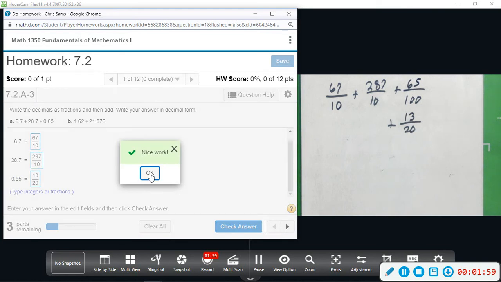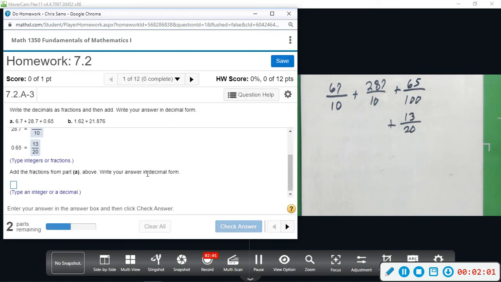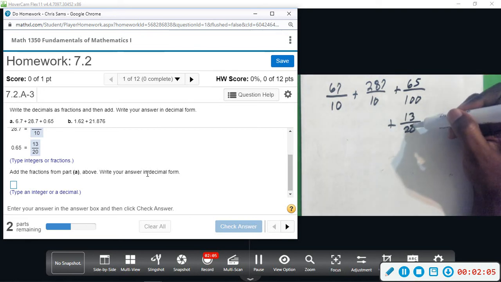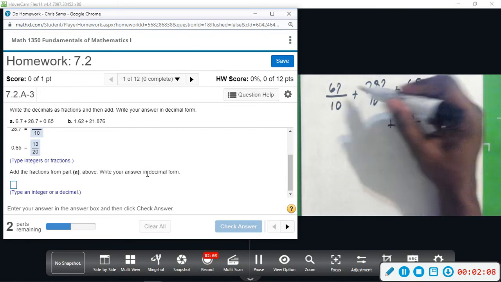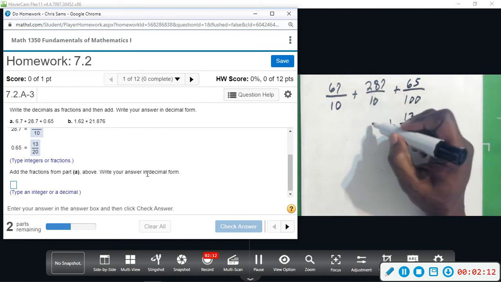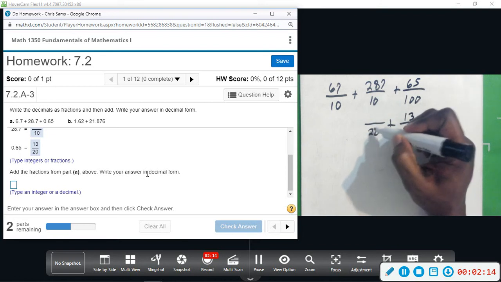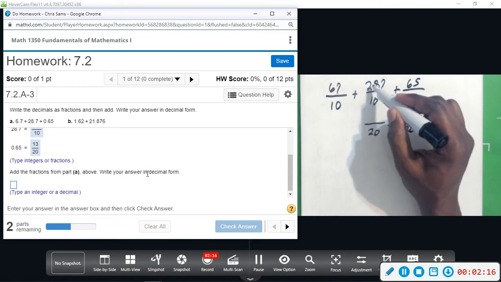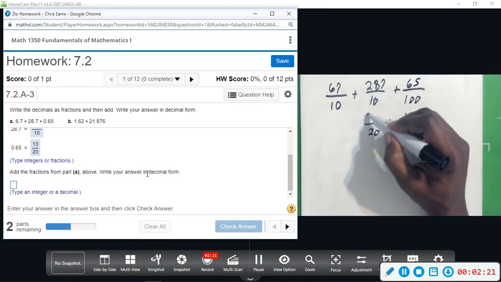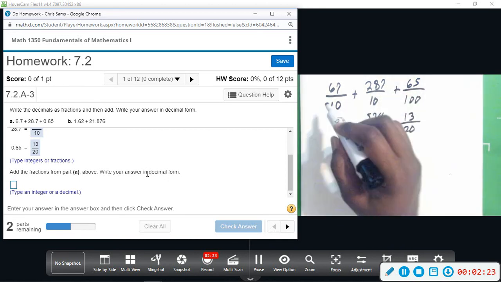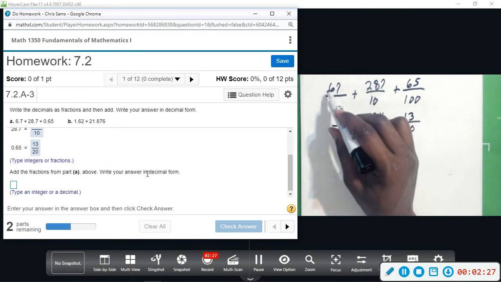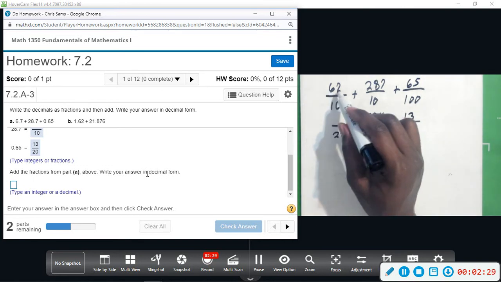Okay. Now we're going to add them. We can get common denominators by just multiplying these by 2. Everything will be over 20. So if I multiply by 2, 287 will be 574. And then times 2, top and bottom, will give us over 20. 67 is 134.